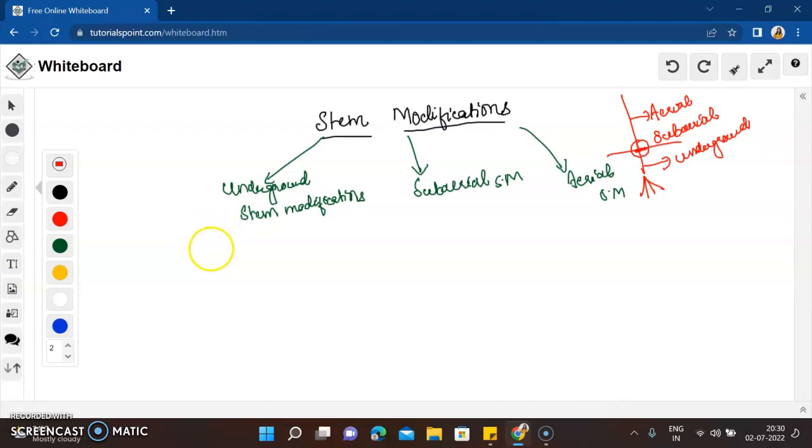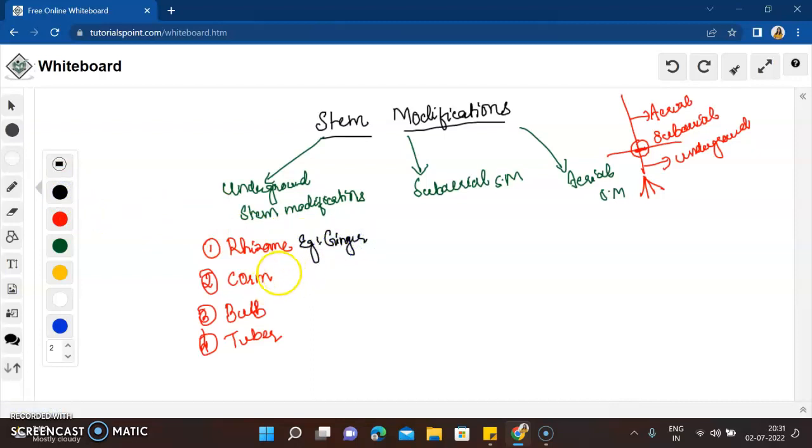The first one is the rhizome, right, and corm. Third one is the bulb. Fourth one is the tuber, right? Example of each of this: rhizome example is ginger, turmeric. All of this is underground stem which is horizontally growing for food storage. Corm example is banana. Again, we are sticking only to NCERT. For NEET exam, stick to your NCERT examples, right?